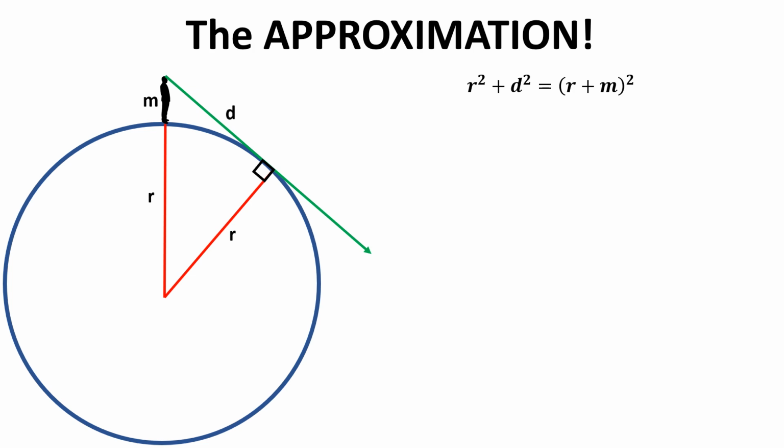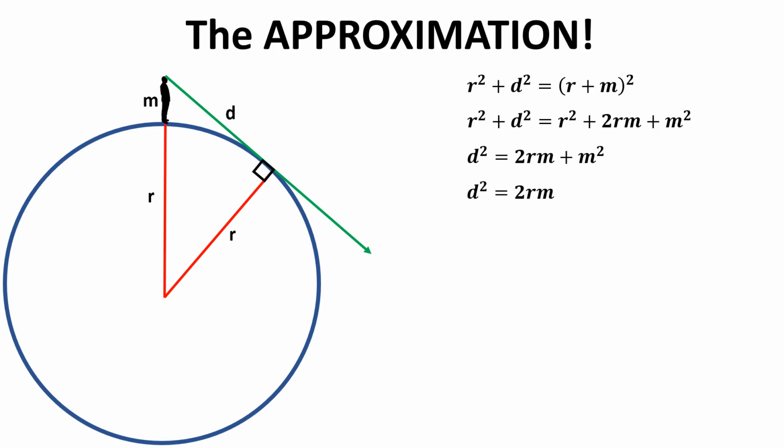So r squared plus d squared equals (r plus m) squared. Now we're just going to expand out what was in the brackets. So (r plus m) squared equals r squared plus 2rm plus m squared. Both sides have an r squared term, so we can drop it from both sides.